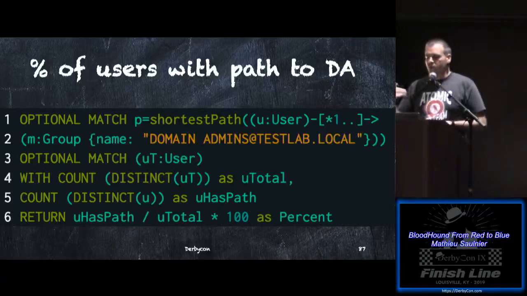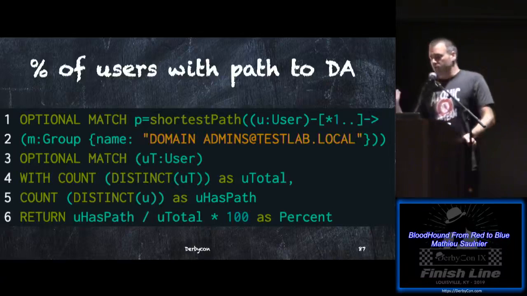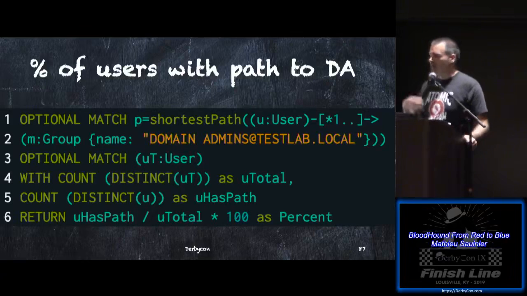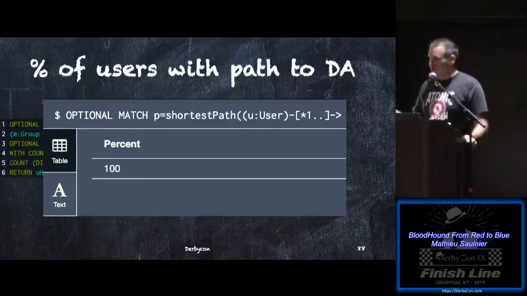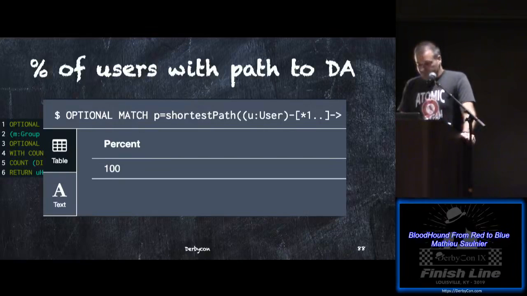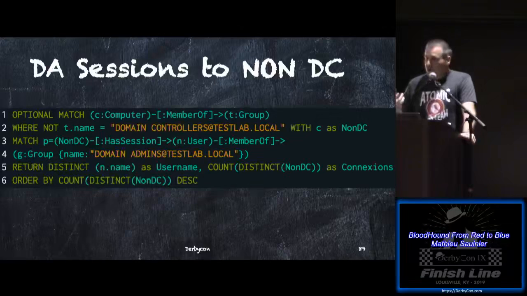So this query goes, I'm going to try to explain it a little bit. You're doing an optional match where you are looking for users that have a path to domain admin. Then you're doing another match where you're looking for the total of users, and you count the distinct number of users you have, and you put that in a variable that you call uTotal. And then you count also the distinct users that have a path, and then you do some maths right in your return function. So you say users that have a path divided by my total users multiplied by 100%, that will give me my percent. So here you have it, 100%, which is pretty normal because I've created the link for that.